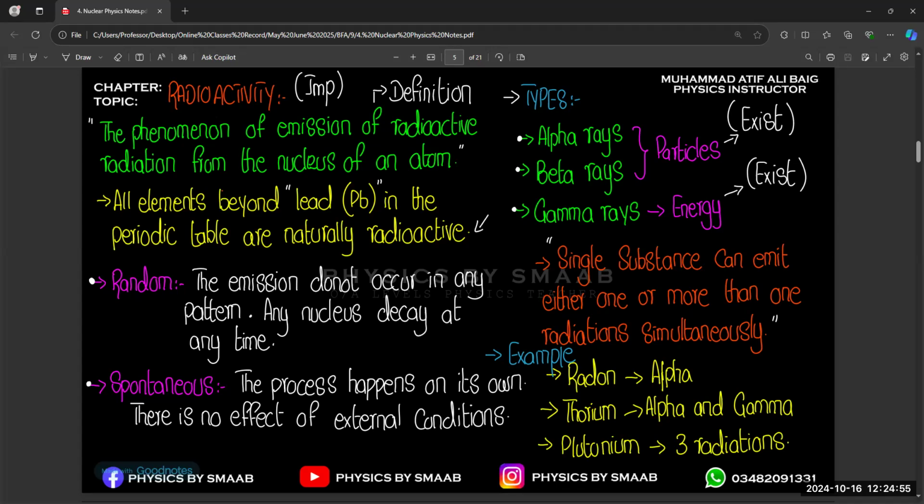Second thing is spontaneous. Spontaneous means in the radioactivity process there is no effect of any external factor. Like if you increase the temperature outside, there will be no effect on radioactivity. If you change pressure, there will be no effect on radioactivity. And if you change other factors in your atmosphere, in your surroundings, there will be no effect on radioactivity. So this is the concept.